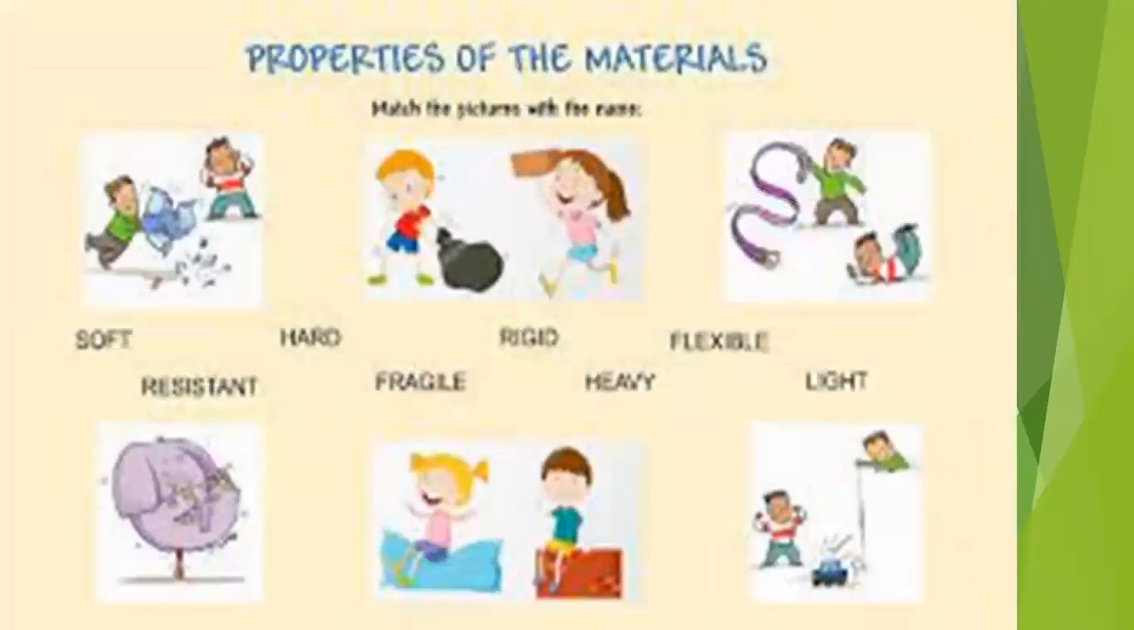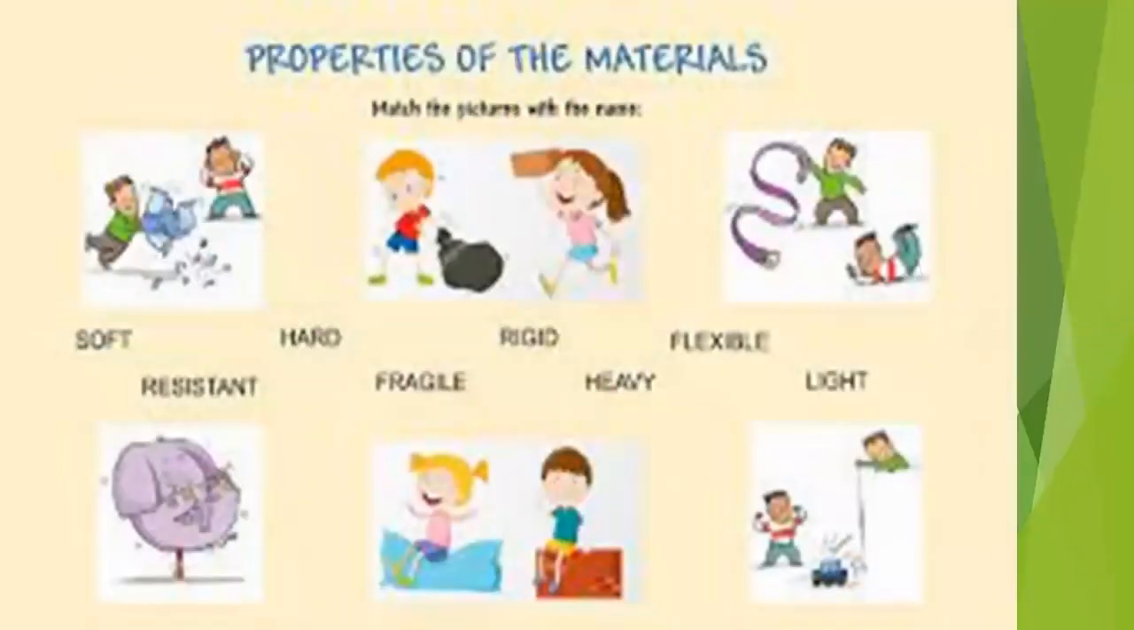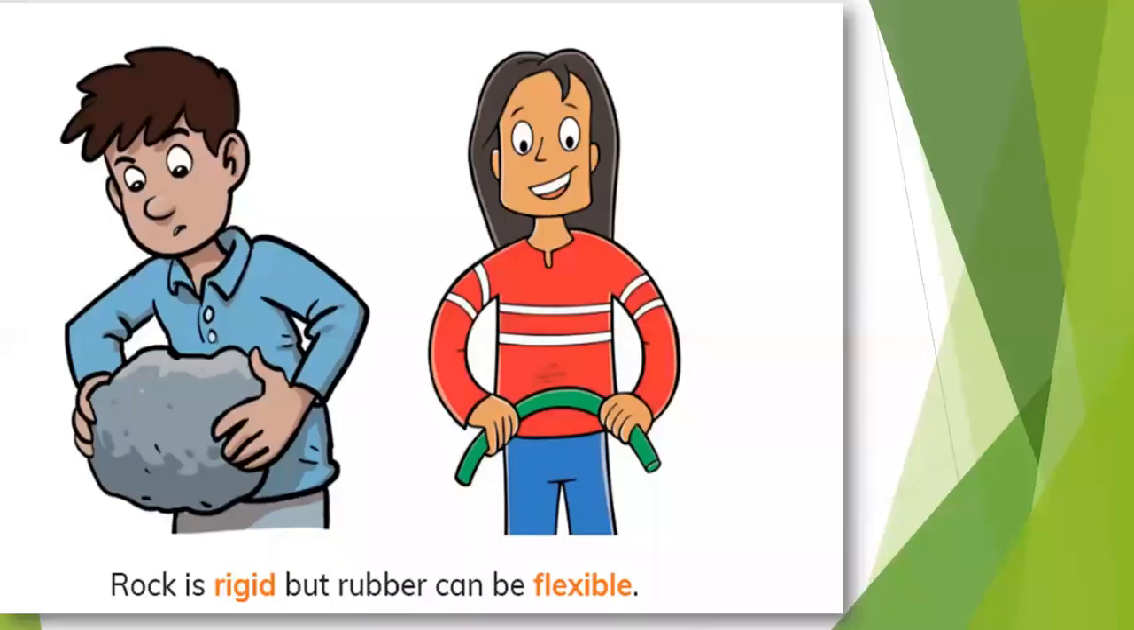So here you can see different materials and their properties: soft, hard, resistant, fragile, rigid, heavy, flexible, and light. What are these? These are the properties of materials. These are properties of different materials. And when we are going to make something, we use those materials according to their properties.